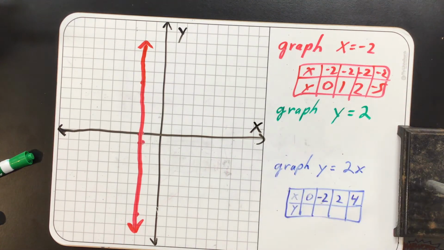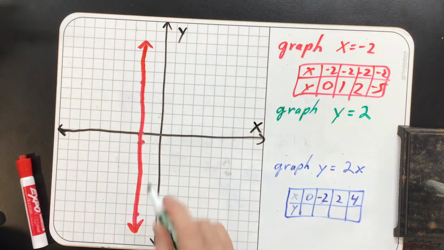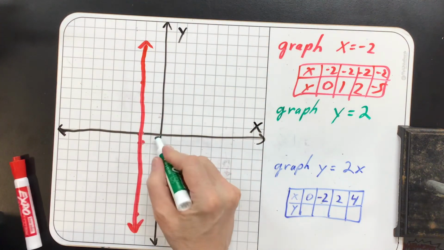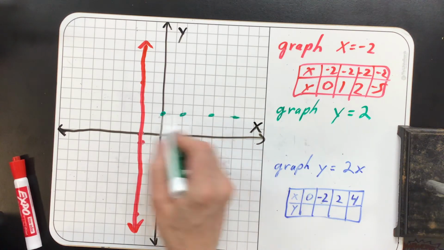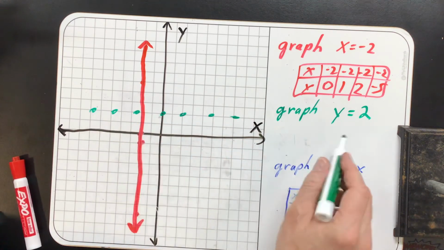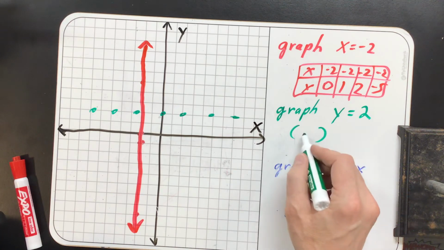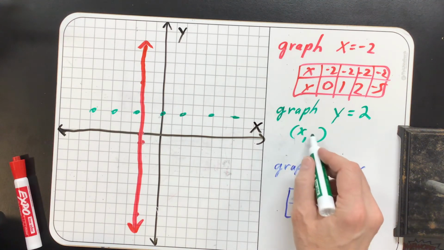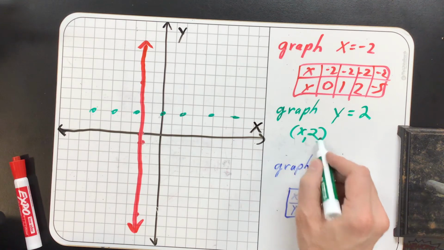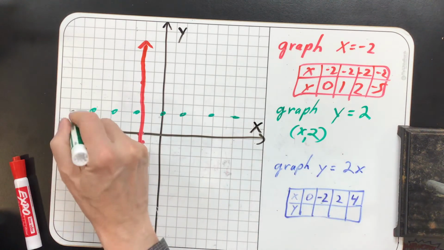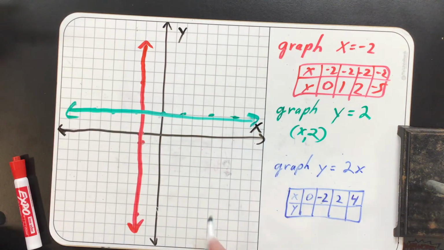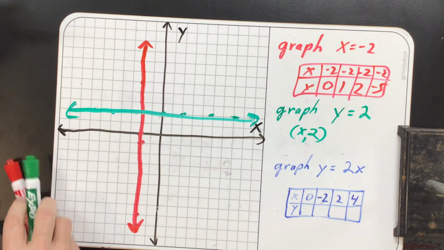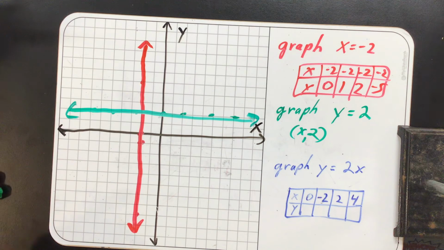And I can graph y equals 2. Okay, remember y is the vertical. So for whatever value of x, y is always positive 2. Always. No matter what x's value is. You know, you've got all these points. Whatever x's value is, y is always 2. So this is y equals 2.